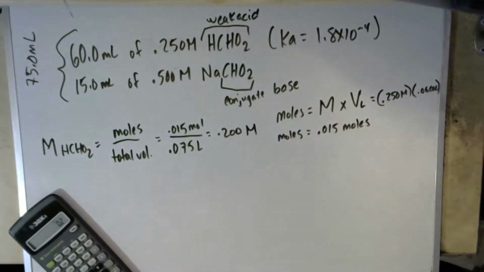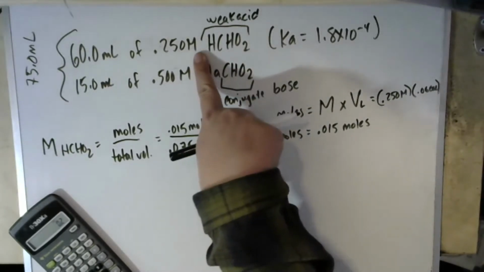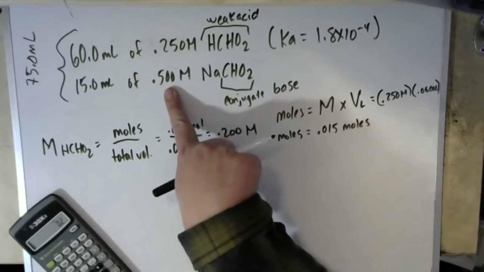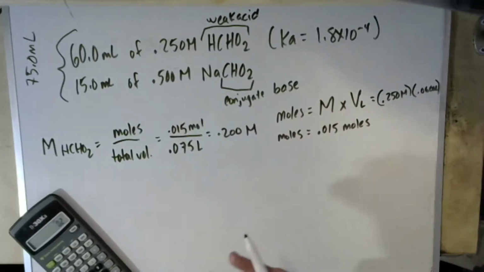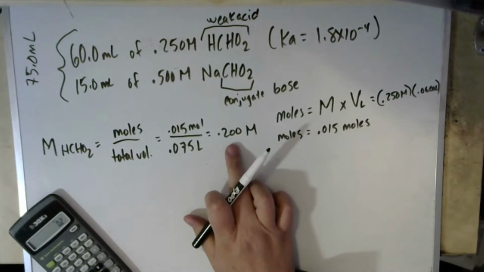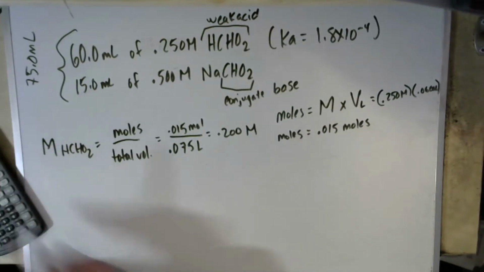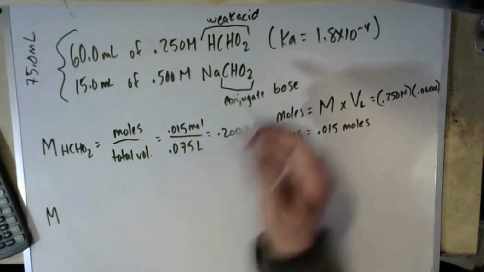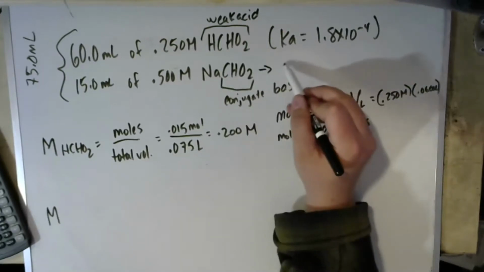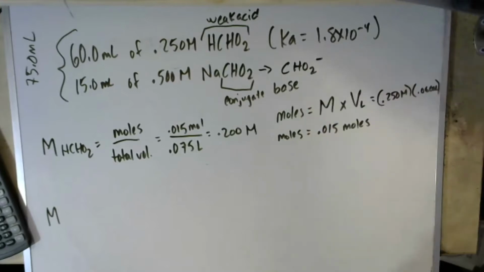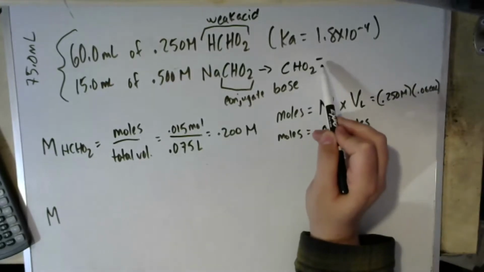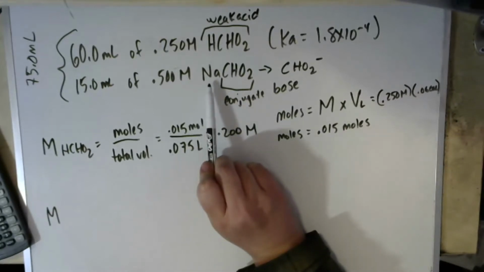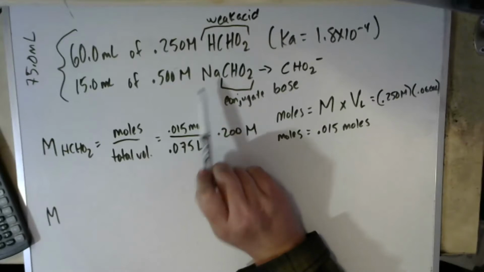Even though we were starting out with a solution of our weak acid that was 0.250 molar, once we added in the volume of the sodium acetate, we diluted our acid and now it's down to 0.200 molar. And now we want to do the same process for the conjugate base. We're going to focus again specifically on the basic anion. I'm going to call it CHO2 minus because that's the portion of the compound I'm interested in. I don't have to worry about the sodium cation because sodium is neutral.